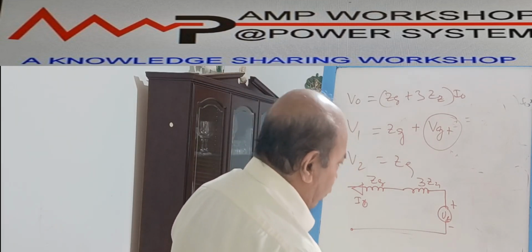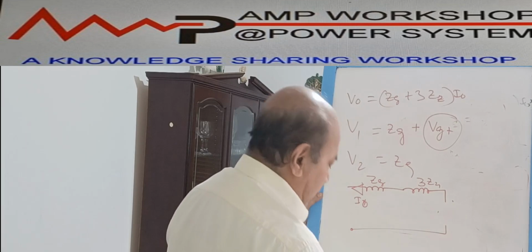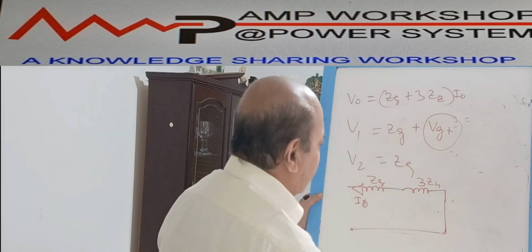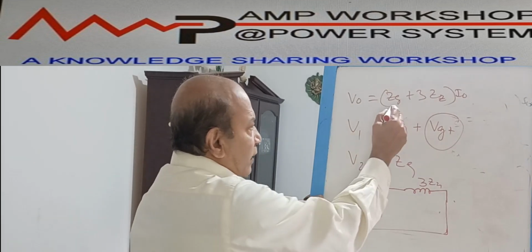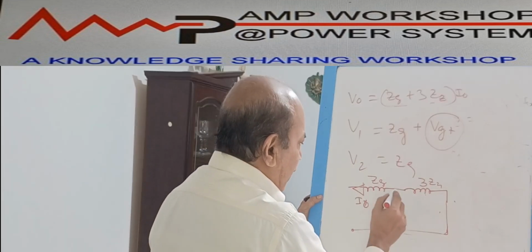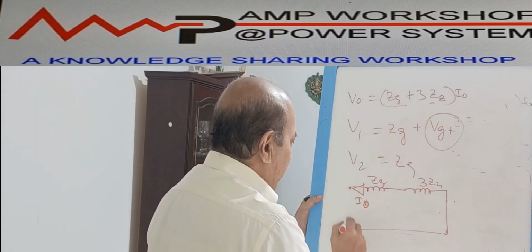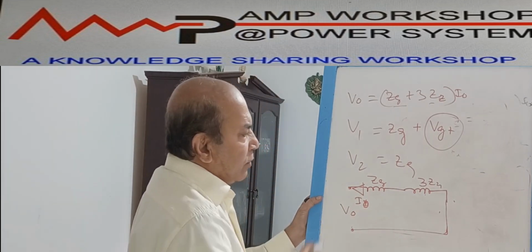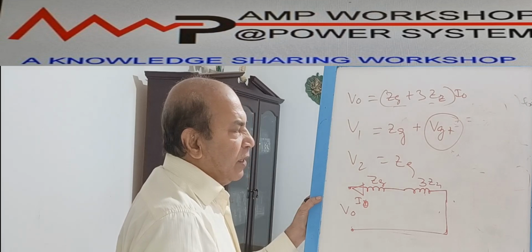There will be no voltage source over here. This is directly connected. This is the zero sequence voltage. ZG, that is ZG plus 3ZN. Current is flowing, this is I0. Here is the voltage, this is V0. So that will be the zero sequence network for the generator.